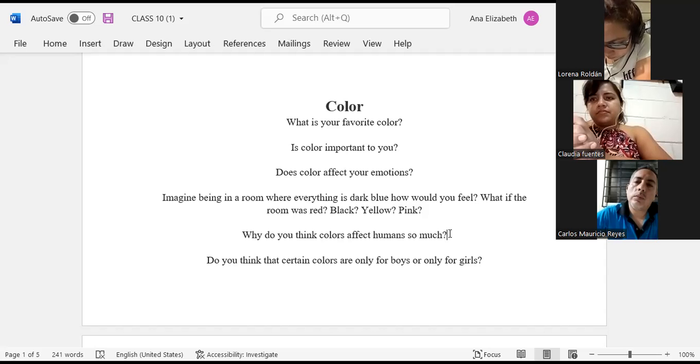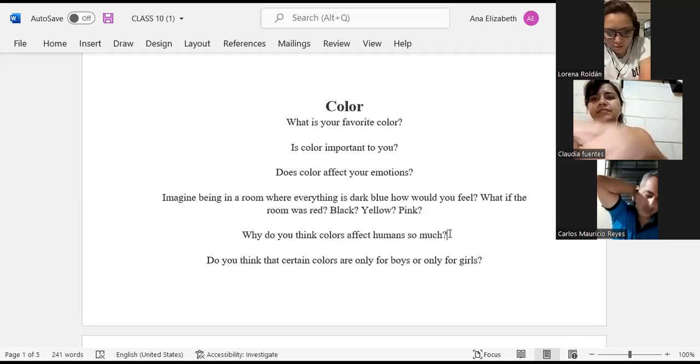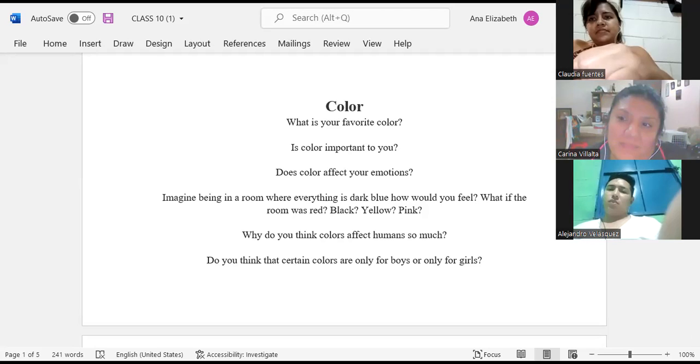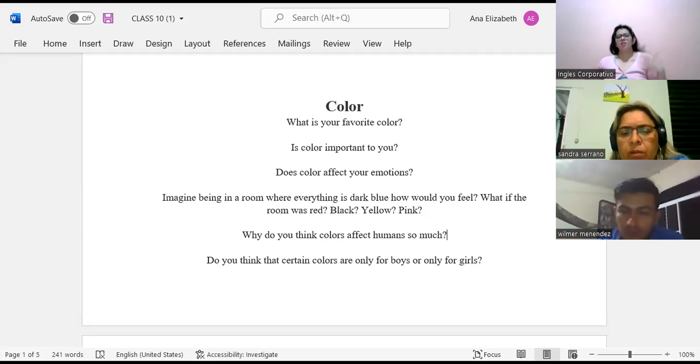Okay, in this case, the colors are related with emotions, yes or no? Los colores están relacionados con las emociones. Some people say if people like to wear dark clothes, black clothes, they are sad, maybe they are depressed, yes or no? ¿Verdad? Yes. What about if they wear, for example, a green color, the pink, they are so happy and they are so colorful, yes or no?